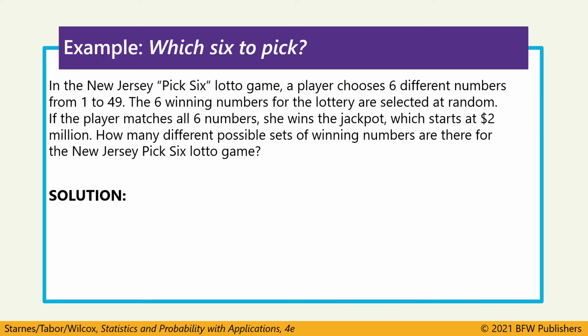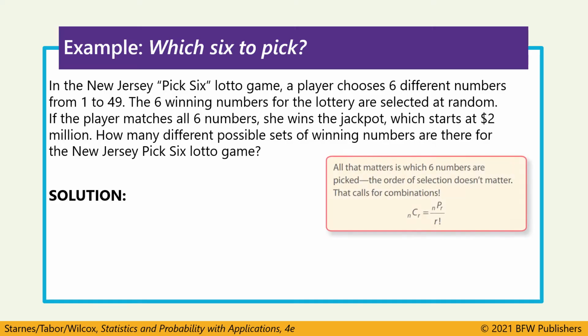Now, most lotteries are combination problems because you have to choose the right numbers, but they can come up in any order. So in New Jersey's Pick 6 Lotto game, a player chooses 6 different numbers from 1 to 49. They're selected at random, and if you match all 6 numbers in any order, you win the jackpot, which starts at $2 million. How many different possible sets of winning numbers are there for this game?